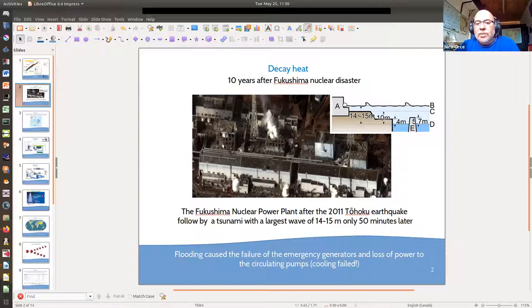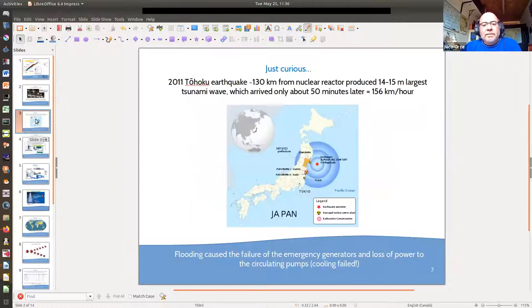And not only that, with those explosions, the contaminants came through the water, and the Pacific Ocean became really pretty much radioactive for some time. So basically, this was the situation here. This is the Tohoku earthquake, about 130 kilometers from the nuclear reactor, and this big wave arrived quite fast, 130 kilometers in 50 minutes, about 156 kilometers per hour, this large tsunami wave traveling through. And that was the situation, right?